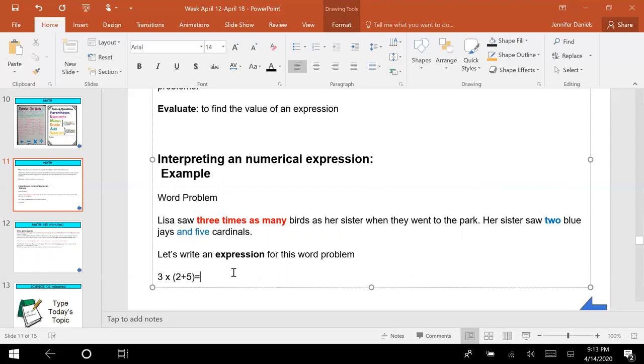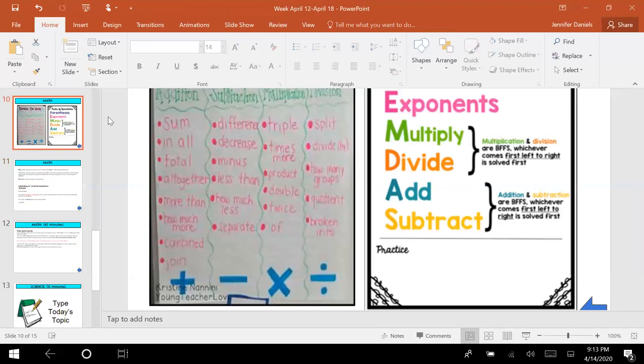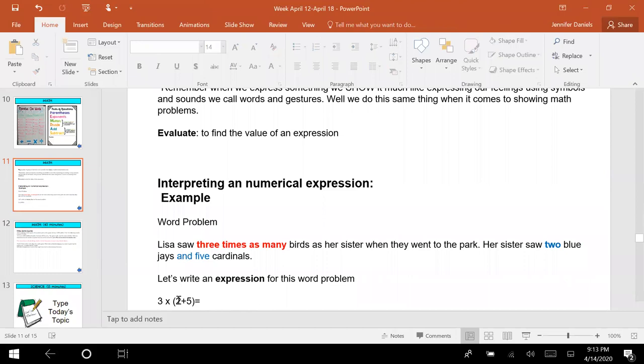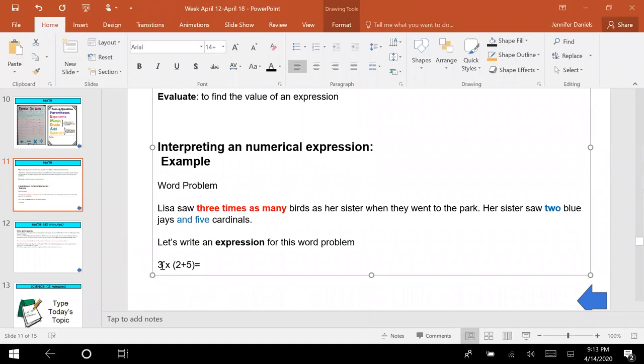So now I would evaluate this. I'm ready to evaluate this using order of operations, starting out with my parentheses, because I have to know what's in these parentheses first. Then I am left with a multiplication problem. So that would look a little bit like this, in which we're going to go into that further in the next lesson, okay? So that would be parentheses first, which would be 2 plus 5, which would be 7, right?